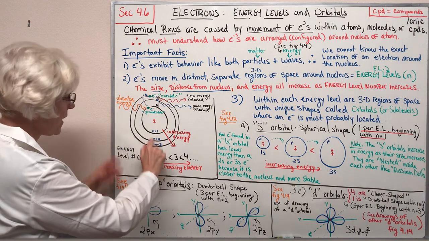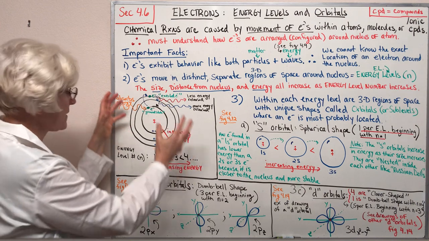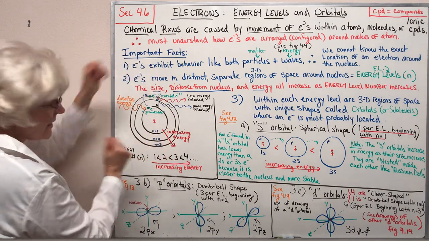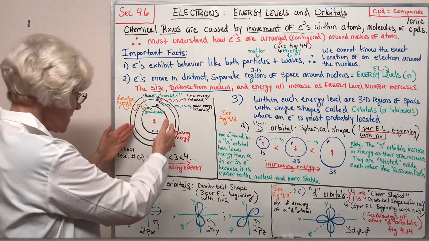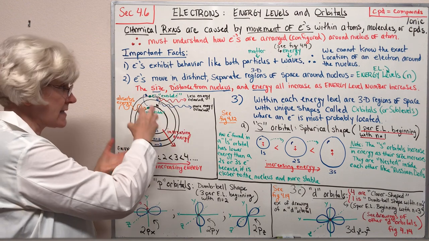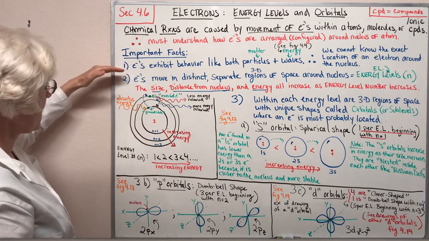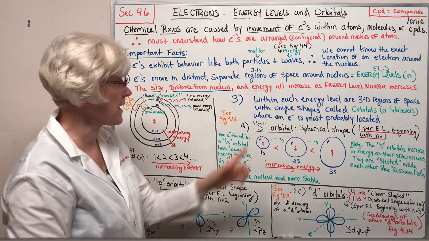Notice I've only drawn 3 energy levels here, but there are more than that. Space was just limited, so there's N equals 4, N equals 5. Again, increasing in size with these first 3 energy levels nested within it. Right, so we've discussed point 1, we've discussed point 2, and now I want to shift to point 3.